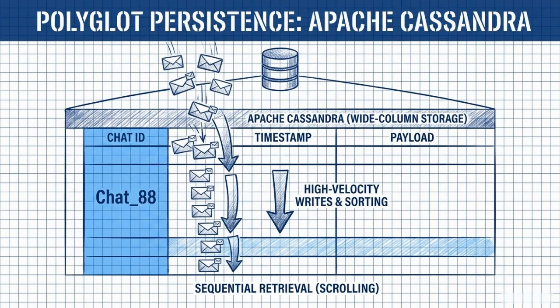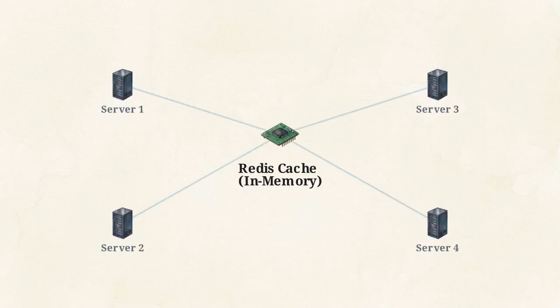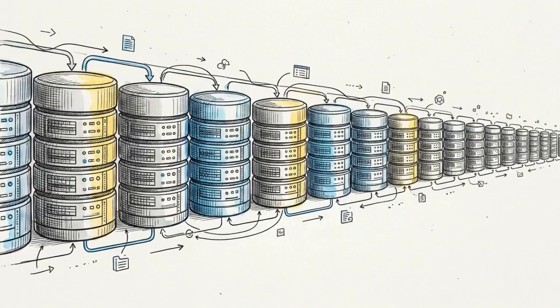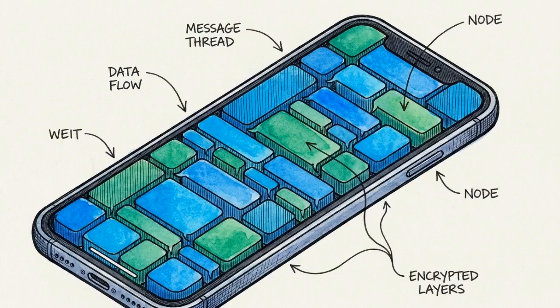For the messages themselves, we need a NoSQL database optimized for high-velocity writes, like Apache Cassandra. We partition this table by the chat ID and order it by the timestamp, ensuring fast sequential retrieval. Next, add an in-memory cache using Redis. This layer tracks active user sessions in real time and manages the pub-sub routing across our different servers. By splitting our storage based on the specific data type, the system scales horizontally. Your chat history loads smoothly, whether a conversation has 10 messages or 10,000.